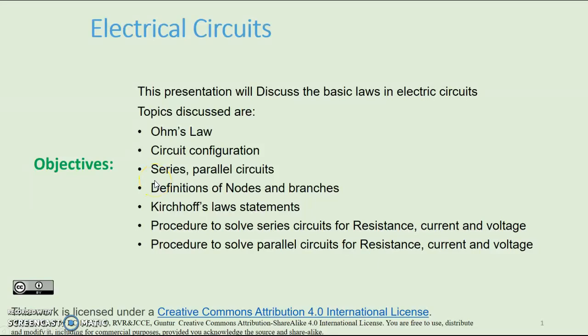Electric circuits. This presentation will discuss the basic laws in electrical circuits. Topics discussed are Ohm's law, circuit configuration, series and parallel circuits, definitions of nodes and branches, Kirchhoff's law statements, procedure to solve series circuits for resistance, current and voltage, procedure to solve parallel circuits for resistance, current and voltage.